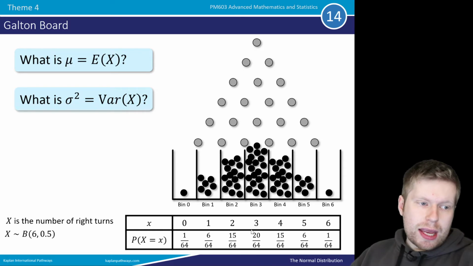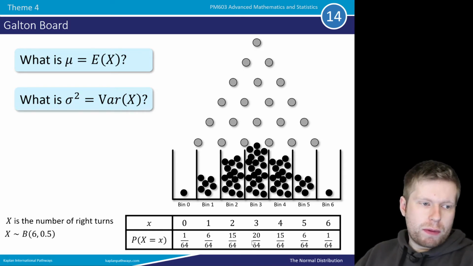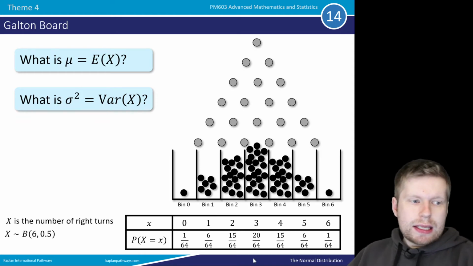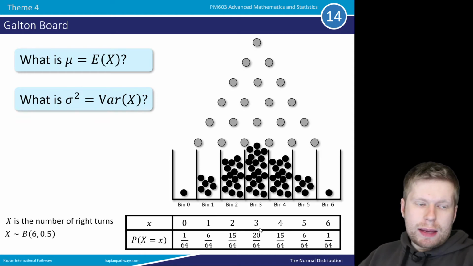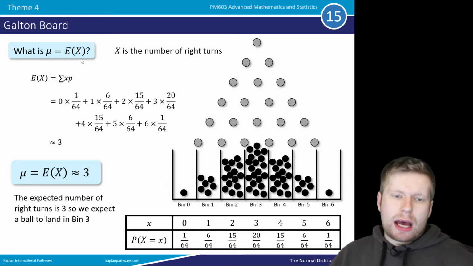To get to bin 3, there are 20 different possible routes, whereas the other bins, so bin 2 and bin 4, only have 15 different possible routes. Bin 1 and bin 5 only have 6 possible routes, and bin 0 and bin 6 only have 1 possible route. So therefore the expected bin should be 3. So that's it logically. But what if we actually wanted to work this out categorically?